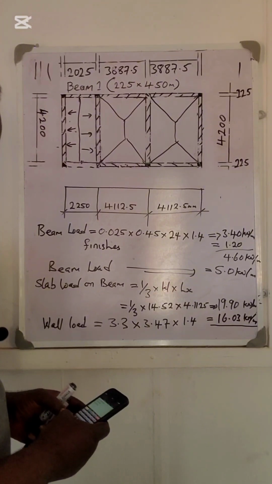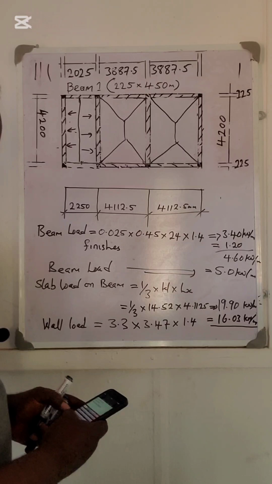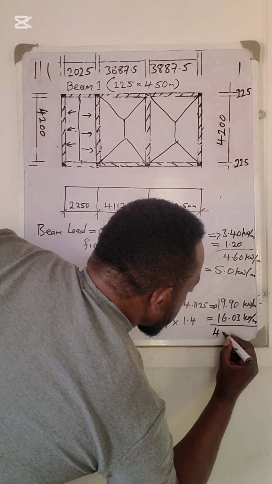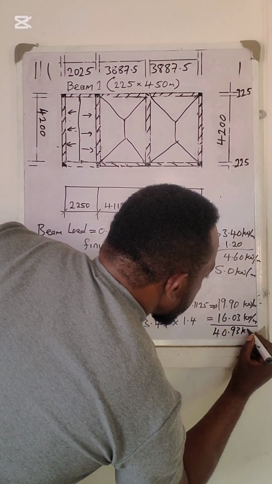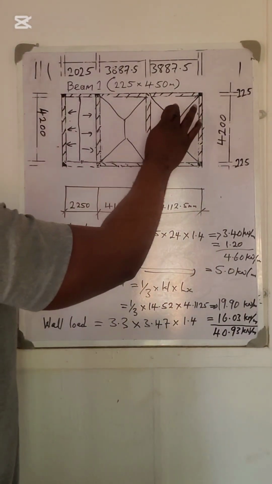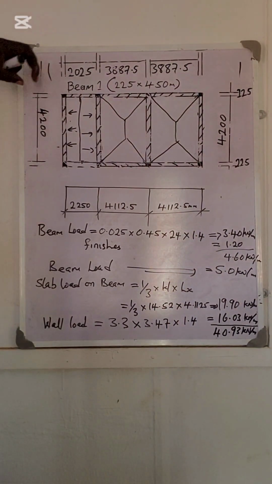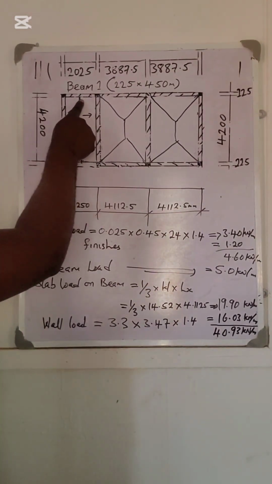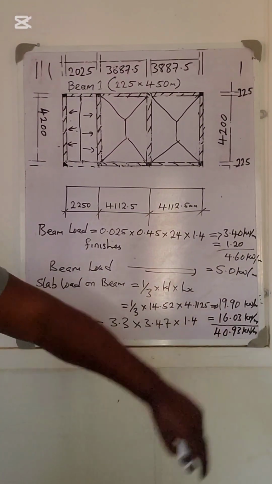plus 19.90 plus 5. This is equal to 40.93 kilonewton per meter. That will now be the load on this beam and this beam. We are still coming to calculate for this because they cannot share equal loads. So this is 40.93.